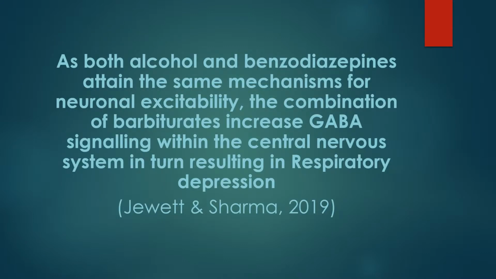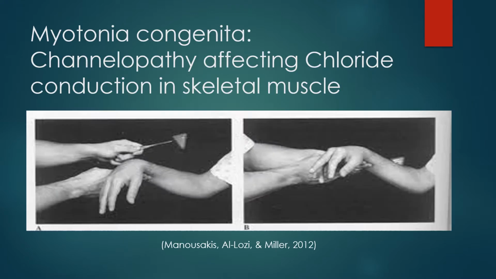As both Valium and alcohol share the same mechanism for neuronal excitability as the benzodiazepines, the combination of substances increases GABA signaling within the central nervous system and in turn results in respiratory depression. Benzodiazepines may be used to reduce the effects of muscle spasticity, such as in the genetic disease myotonia congenita.